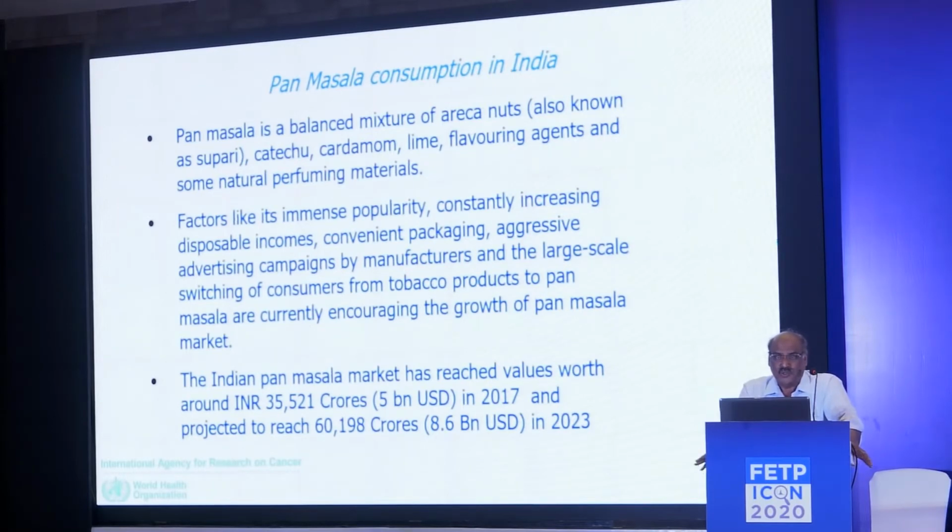It affects the lower socioeconomic strata, and it already has a telling effect on oral cancer. The oral cancer rates are increasing in young people in this country. This is very evident. In fact, now you see pan masala and chewing tobacco-related oral cancers in the third decade and fourth decade, very aggressive cancers.